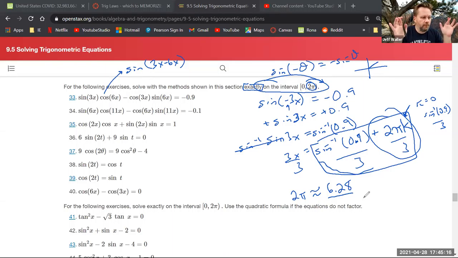Now, if you're wondering why we are using a calculator in a problem that says give me the exact answers, well, the answers I write down are going to have inverse sine in them. I am going to give the exact answers. I'm going to check them in the calculator, right? Because I don't know what this is.